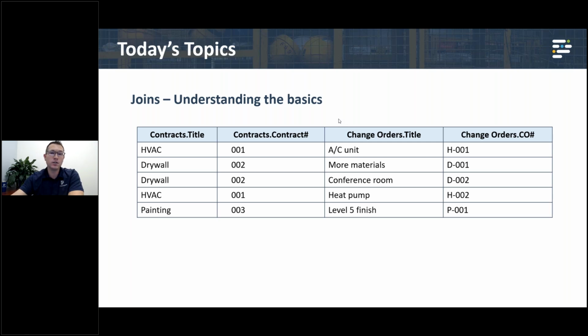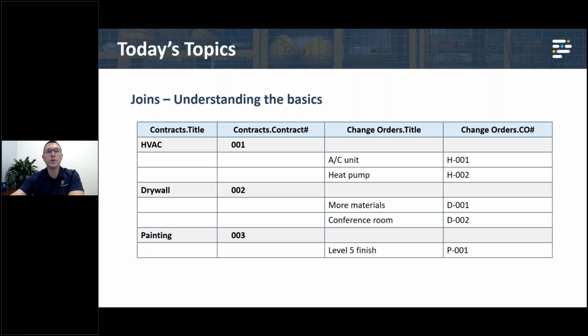And in reality, this is a correct report. I actually do have two change orders linked to the drywall contract, and that's why drywall is showing up 2 times. The solution to something like this, though, would be to group the data. So in this case, I say I've got my HVAC contract. Underneath of that, show me my change orders. So I've got the AC unit and the heat pump underneath of that. For drywall, I have these 2 change orders, and for painting, I have the 1.